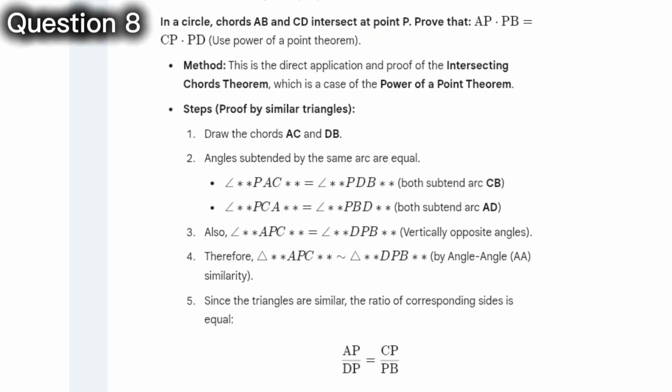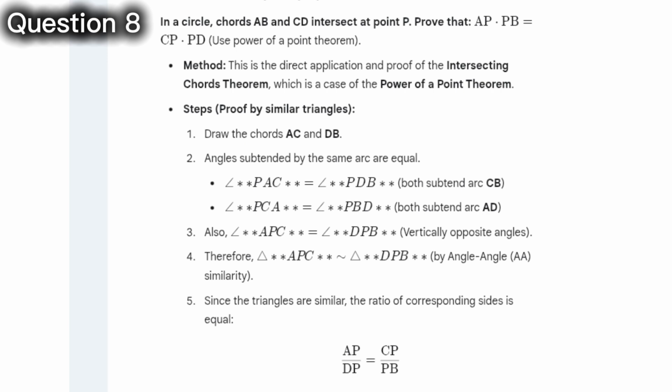Question 8. On geometry, we are using the power of a point theorem to prove that when chords AB and CD intersect at a point P, the product of the segments AP and PB equals the product of the segments CP and PD. The principle: this is the intersecting chords theorem, a special case of the power of a point.